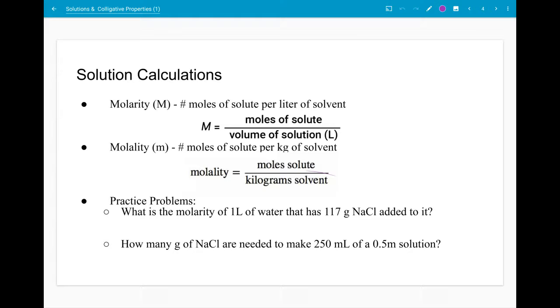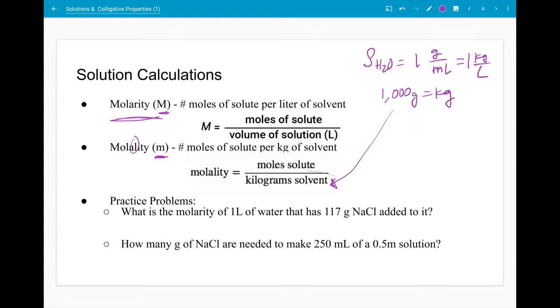So I do want you to be able to solve solution calculations. You'll notice we're reviewing molarity. Notice molarity has a large M, and it is the moles of solute per volume of solution. Now what's new is molality, a difference of one letter. It's a small letter m, and it is the moles of solute per kilogram of solvent. Because we're going to deal with kilograms, it does help to know the density of water is 1 gram per milliliter or 1 kilogram per liter. We also know that there are 1,000 grams in a kilogram, and that can help us with figuring out that bottom part.